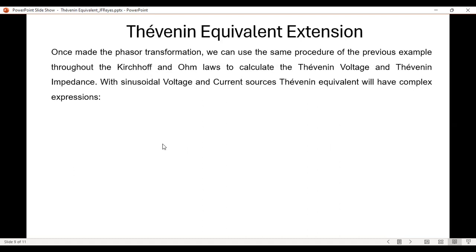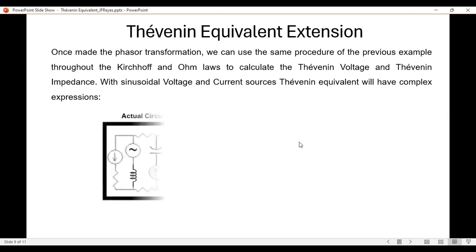Once we have made the phasor transformation, we can use the same procedure of the previous example through the Kirchhoff and Ohm laws to calculate the Thevenin voltage and Thevenin impedance. With sinusoidal voltage and current sources, the Thevenin equivalent will have complex expressions.